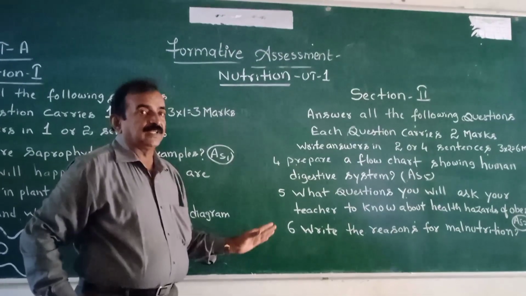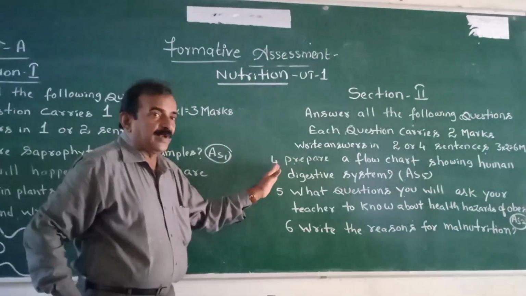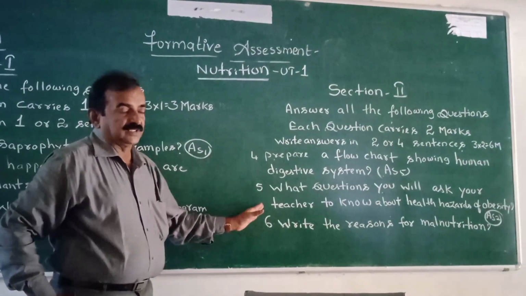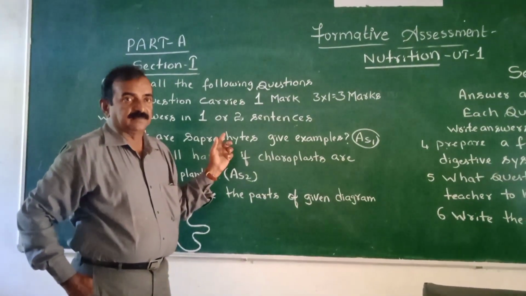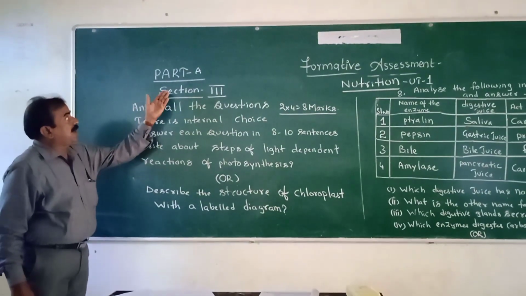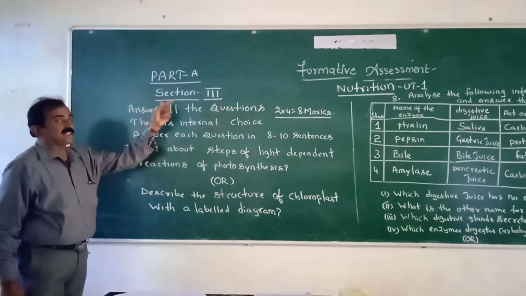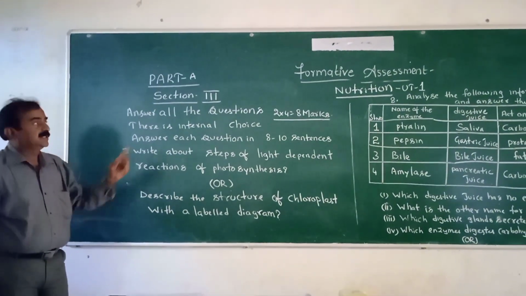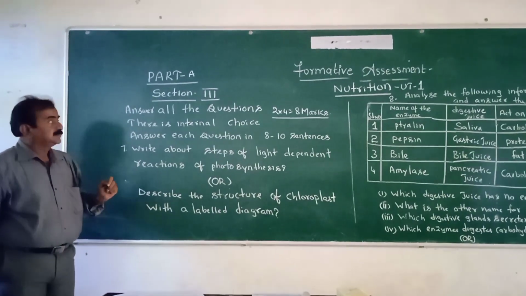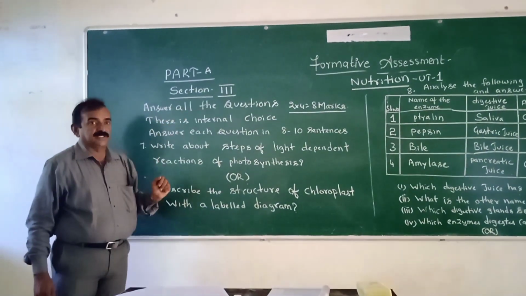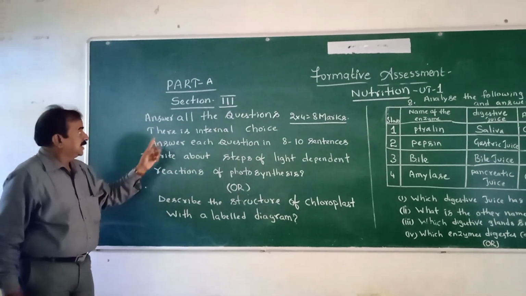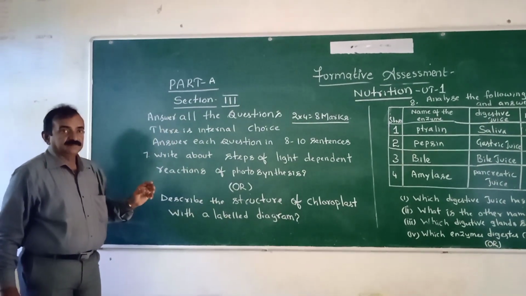So here I told you, how many questions in section 2? 3 questions. Section 1, how many questions are there? 3 questions. Now I am telling you section 3. Children, listen. This is section 3. What does section 3 consist of? Answer all the questions. There is internal choice.